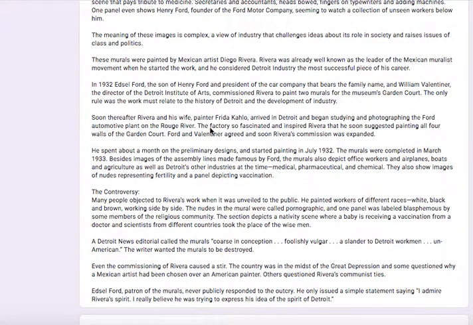garden. The factory so fascinated and inspired Rivera that he soon suggested painting all 4 walls of the garden court. Ford and Valentiner agreed, and soon Rivera's commission was expanded.